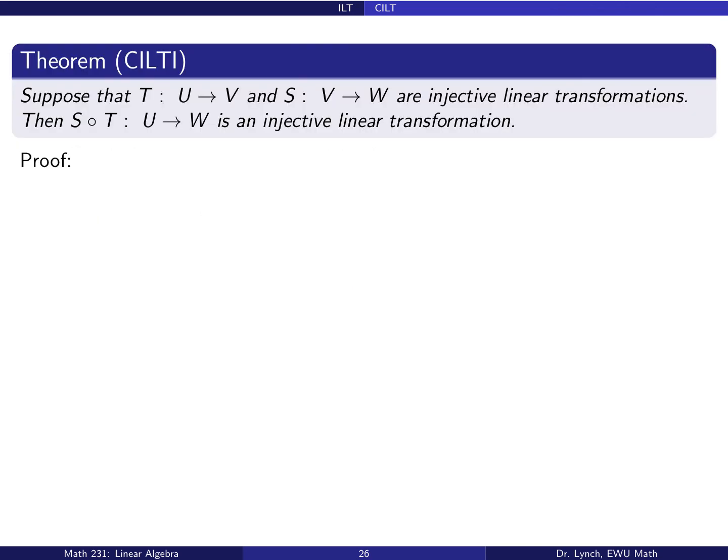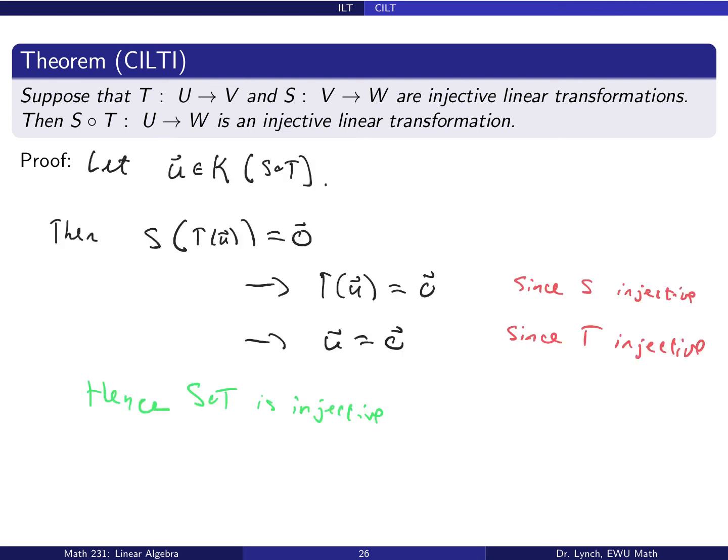Okay, finally, just a couple comments on composition of injective linear transformations. Here's the theorem. Suppose that T is injective from U to V and S is injective from V to W, then the composition is also injective. The proof of this is pretty straightforward. So we'll show that the kernel of the composition is trivial.